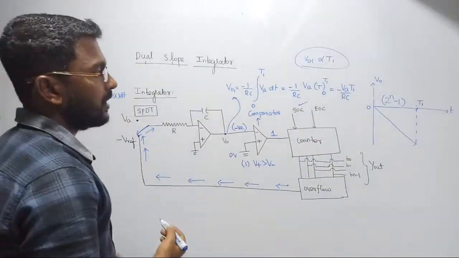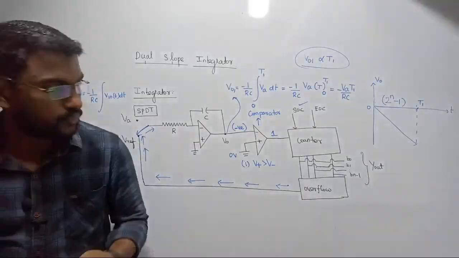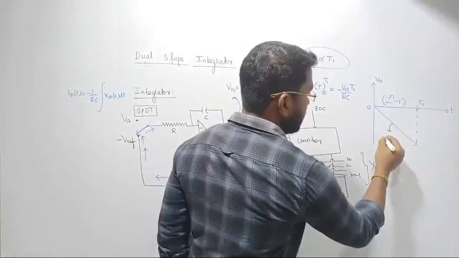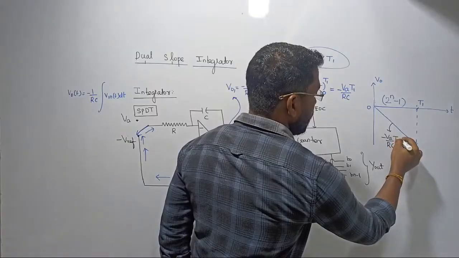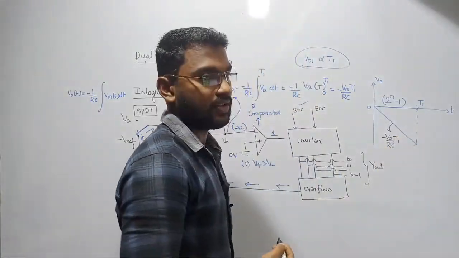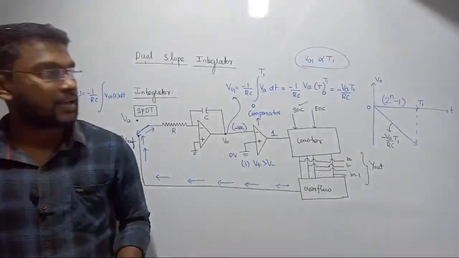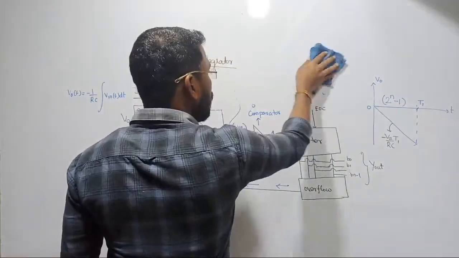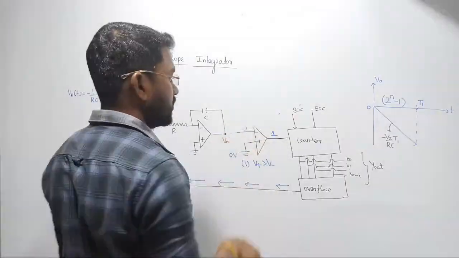Automatically what will happen, let us discuss this second part, right? So the first part here, the output voltage that we are receiving, we can say the slope will give us minus VA upon R into C with respect to time period T1, right? So this is the first slope that we are receiving here. Now let us discuss the second case. So let us remove these things now, right? Now immediately we are injecting the second voltage, that is simply called reference voltage, right?